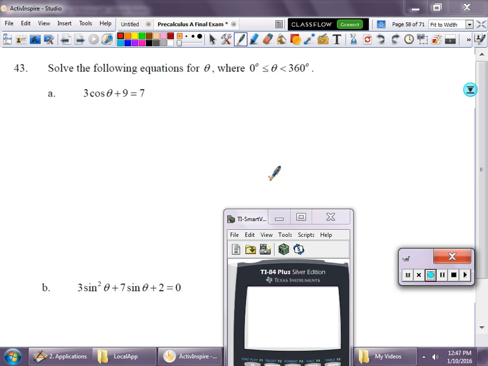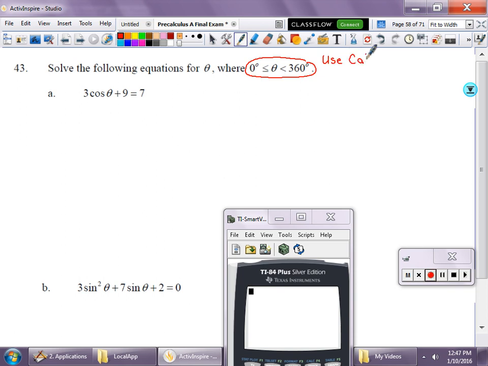Okay, for example 43, paying attention to our instructions: solve the following equations for theta, where theta is between 0 and 360 degrees. This means two things: use a calculator in degree mode.